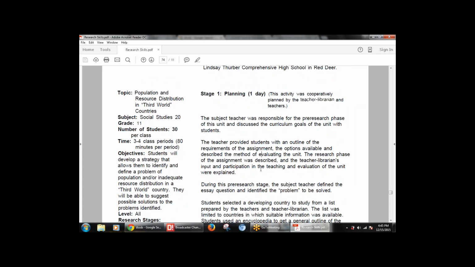During this pre-research stage, the subject teacher defined the essay question, defining the essay questions and identifying the problem to be solved. That is covered under the planning.